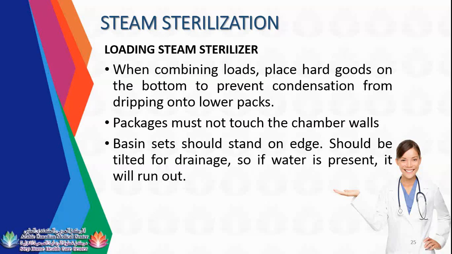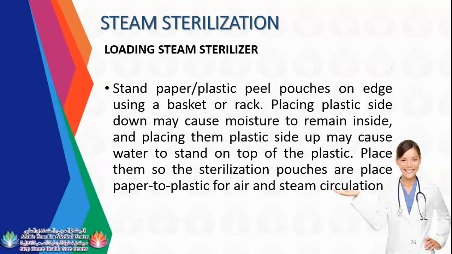Basin sets should stand on edge, tilted for drainage, so if water is present, it will run out. Stand paper-plastic peel pouches on edge using a basket or wrap. Placing the plastic side down may cause moisture to remain inside, and placing them plastic side up may cause water to stand on top of the plastic. Place the sterilization pouches paper to plastic for air and steam circulation. But the rack for standing paper-plastic peel pouches on edge is not usually available, so you can use the paper-plastic-paper protocol, where the bottom part is paper and the plastic part is the upper pouch.